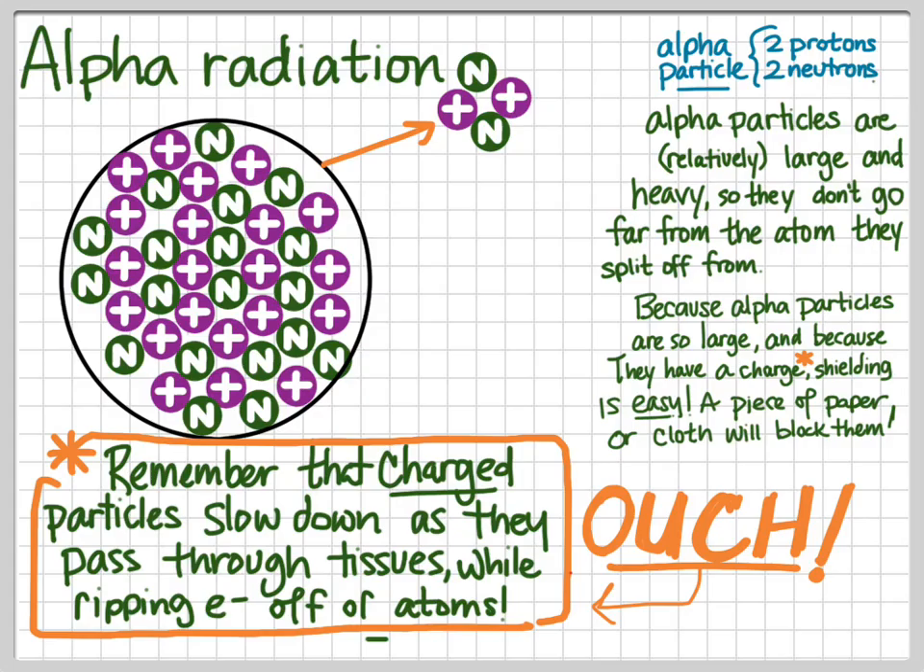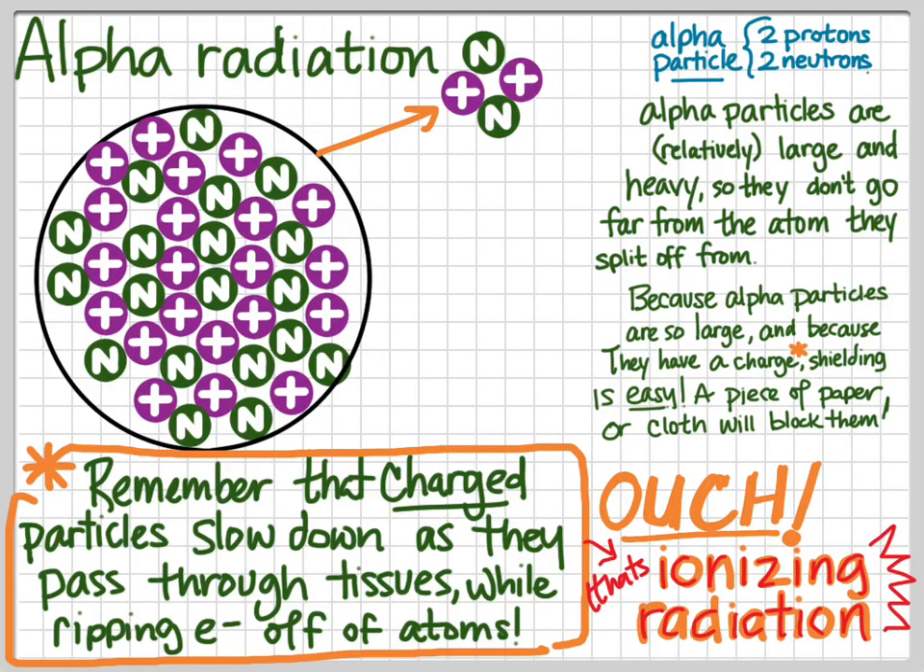Remember that when a charged particle passes through material, it can rip off electrons. So those charged particles burn up part of their energy and slow down as they pass through living tissue while ripping electrons off of atoms. Ouch! We call that ionizing radiation: anything that passes through tissue or materials and pulls electrons off or gives it a charge. Ionizing radiation is not good.